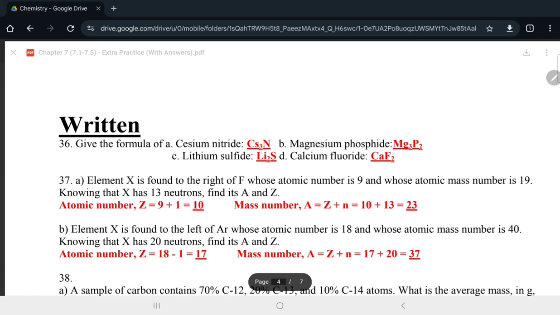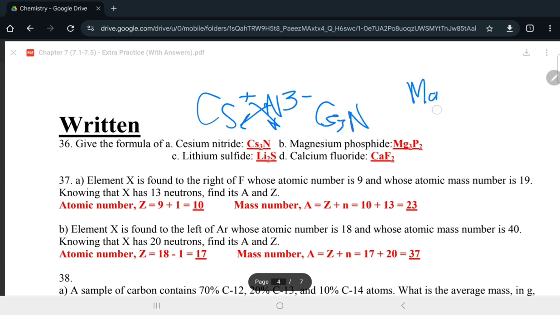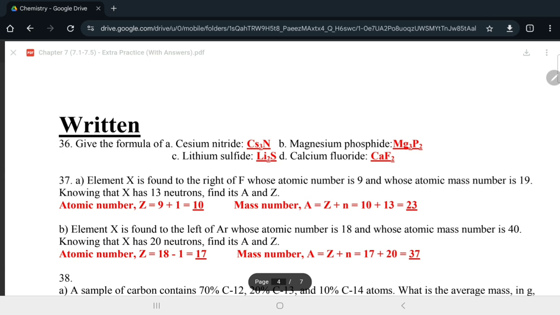Cesium nitride. The charges are Cs+ and N3-. Crisscross, it's Cs3N. This one, it's Mg2+ and P3-. Crisscross, you get Mg3P2. You get the charges from the periodic table.